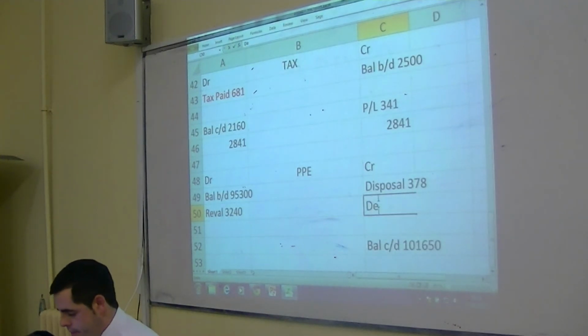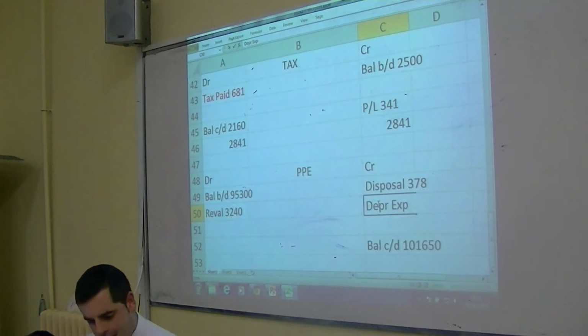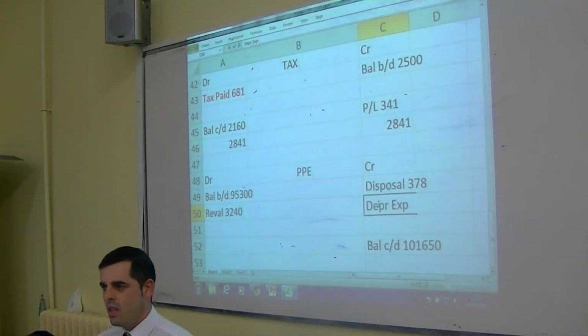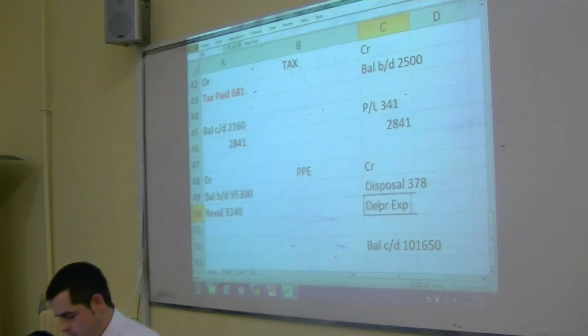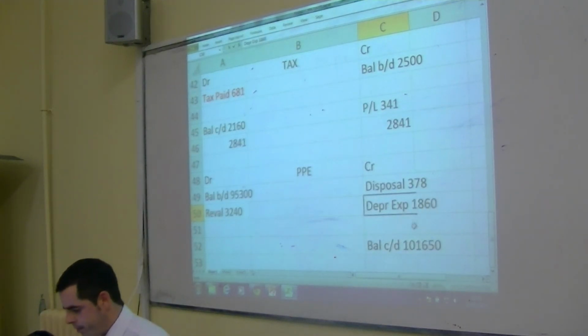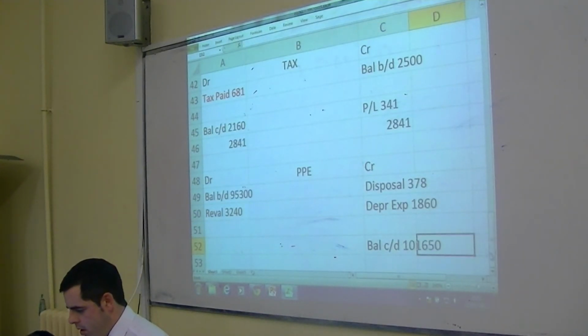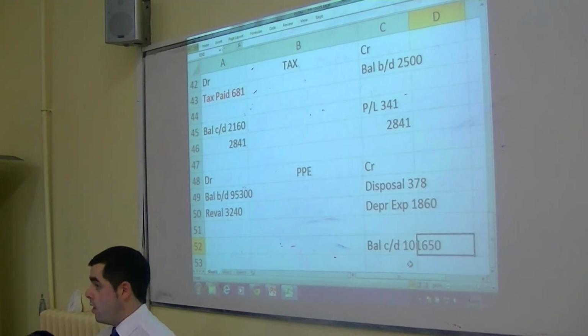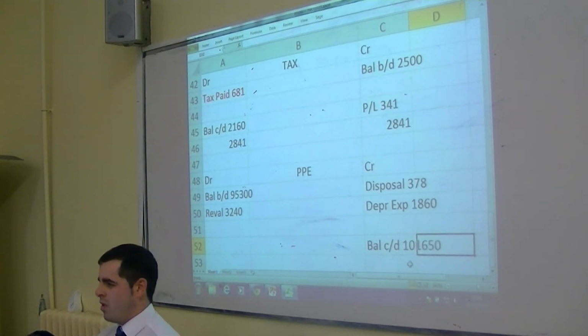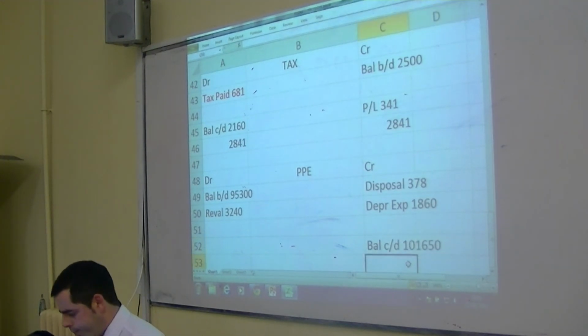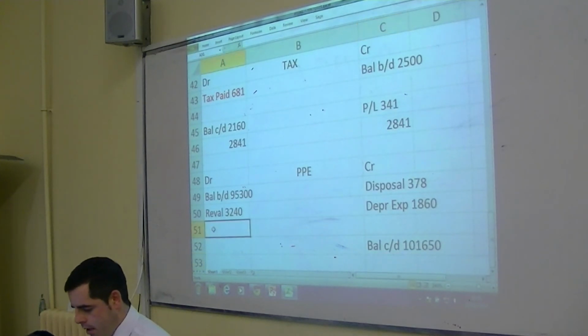And the other thing then is your depreciation expense. So we had that. How much was that again? 1860, wasn't it? 1860. So that's everything sorted now. Do you put the depreciation on the disposal here? Oh no, you don't put that in, no. Only if you're doing a separate depreciation account. Perfect, so what we'll do is we will balance it off, and what we're looking for is additions.